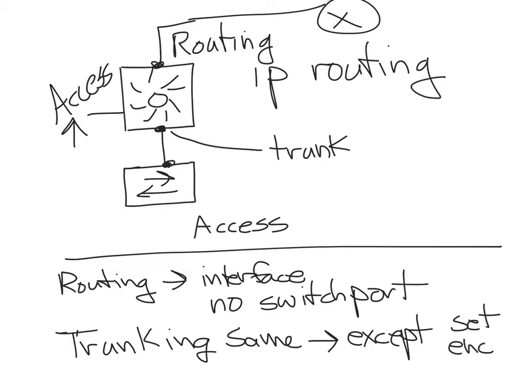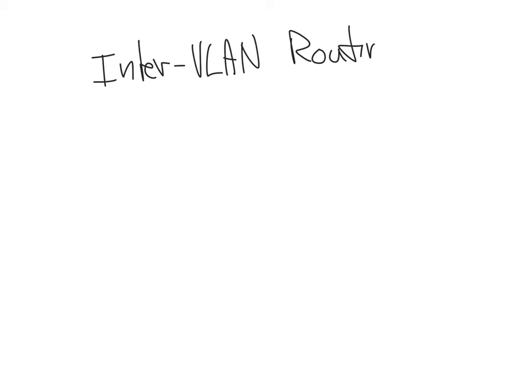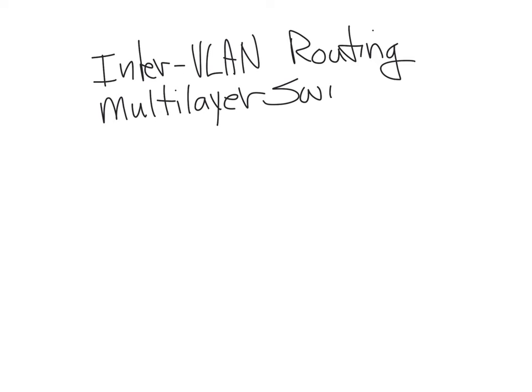Now, let me add one more page. Inter-VLAN routing in a multi-layered switch. You need to, whoops, let me not use the word set. You need to have IP routing enabled.